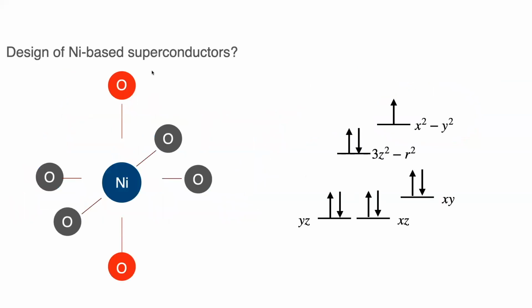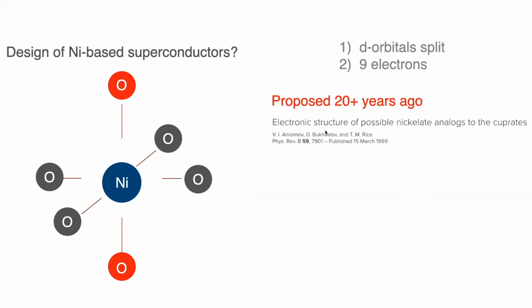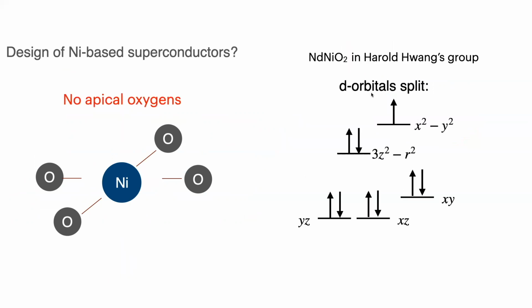So this led to a question, which is, can we design nickel-based superconductors in a similar way? The ingredients we need would be the same d orbital splitting and 9 electrons. And this was proposed over 20 years ago. In this paper, it was actually synthesized quite recently in Harold Hwang's group.